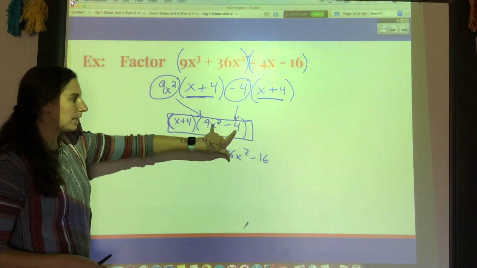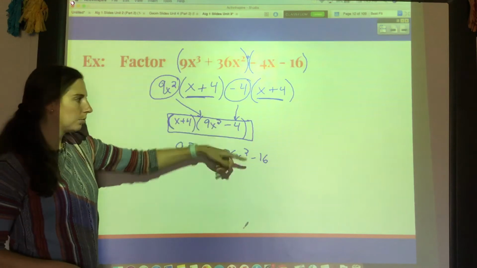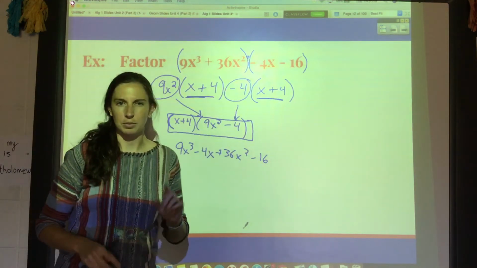Also, this one actually keeps factoring. It keeps breaking down, but that's 2 terms and we're not there yet, so I'm just going to pause for now.